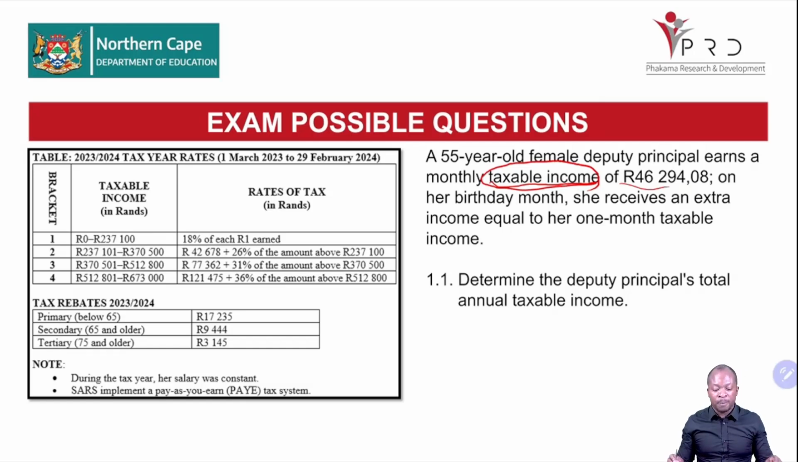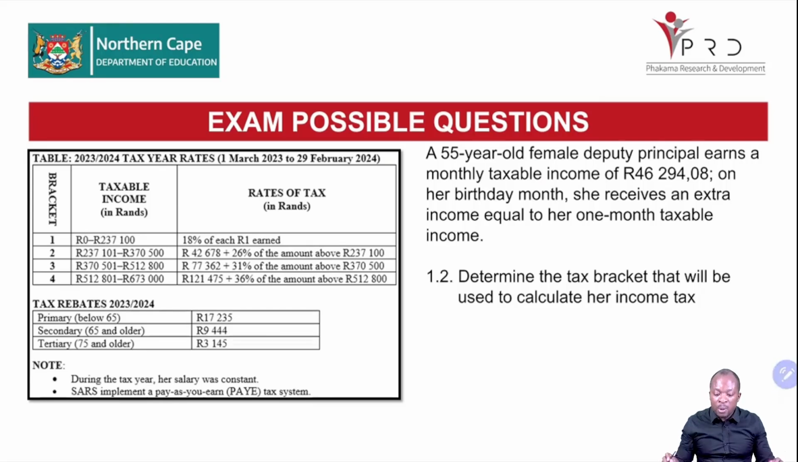So look at the question. Determine the deputy principal's annual. Annual means what? The whole year. So we are going to work it out. Let's look at the second one. Determine which tax bracket, meaning whatever money you get from the annual taxable income is going to tell us which of these brackets we are going to be using.